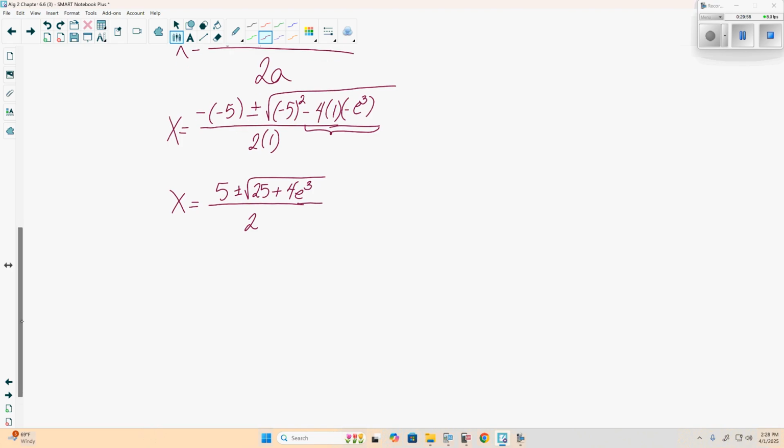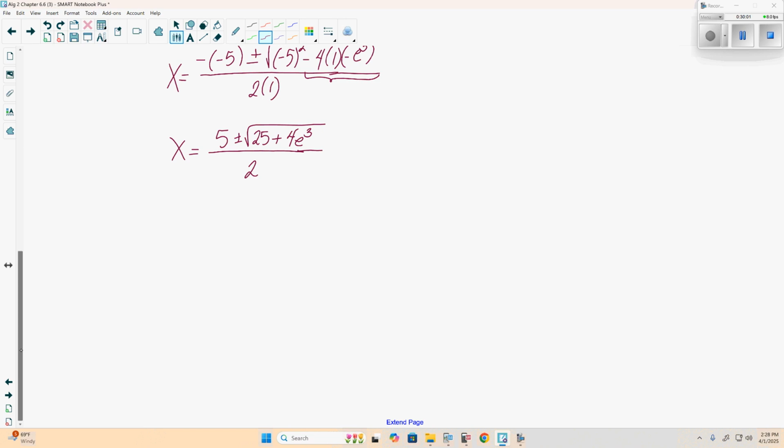All right. Questions on how we got to here? Up to this point, we've had at least one solution that worked and one that didn't. So there are technically two solutions here. One of these is 5 plus the square root of 25 plus 4e cubed all over 2. And the other is 5 minus the square root of 25 plus 4e cubed all over 2. One of these solutions is going to work, and one of them is not.